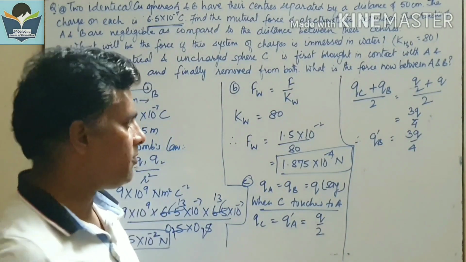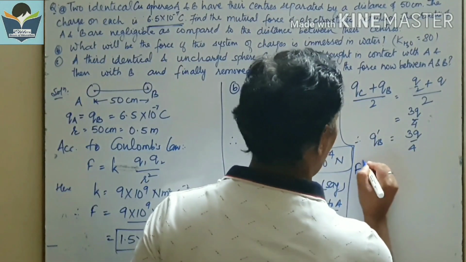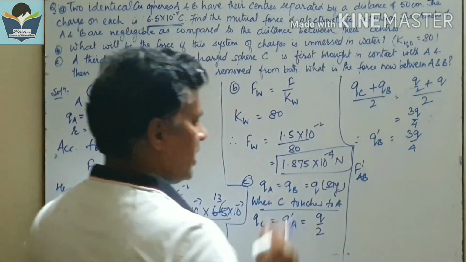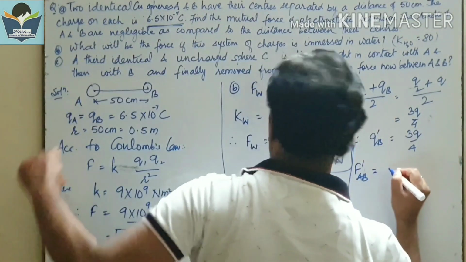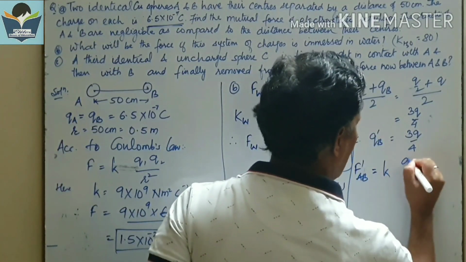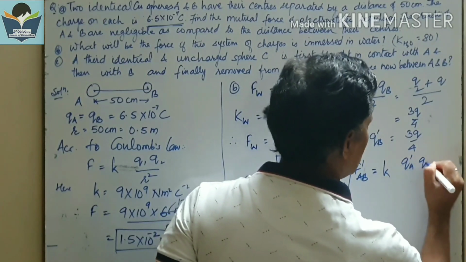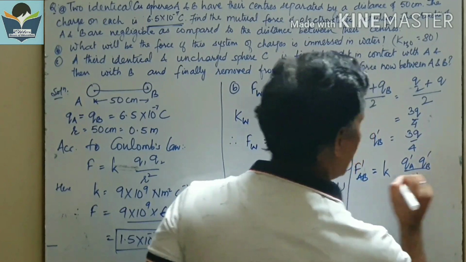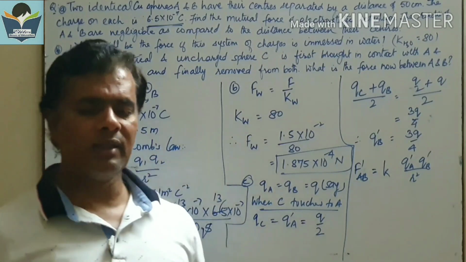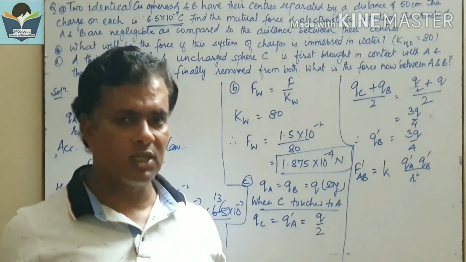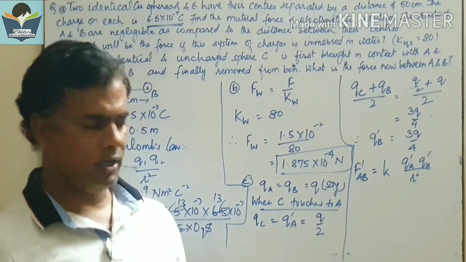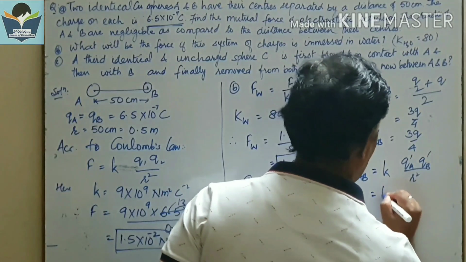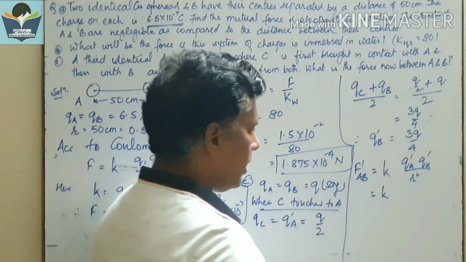Now what is the force between A and B? So the new force between A and B, we take it as F dash. How much will it be? We do the same calculation according to Coulomb's law, K QA dash QB dash upon R square. Now remember, in the question we have not changed the distance of A and B, only the charges are redistributed. So place the values accordingly. Don't put the numerical values of K and R.